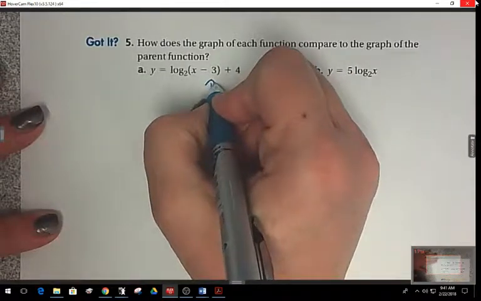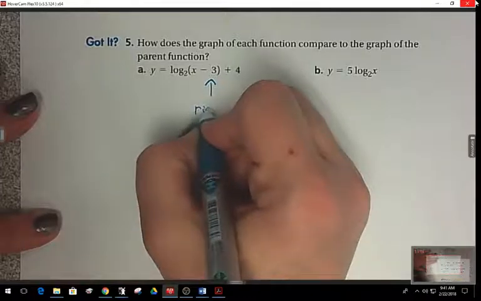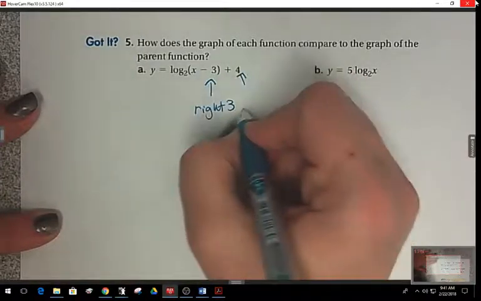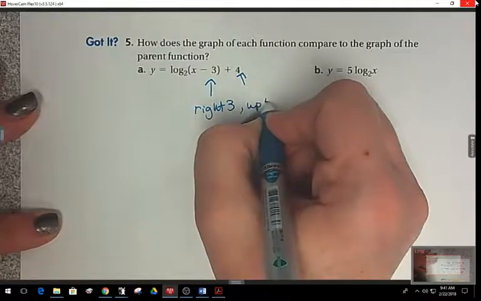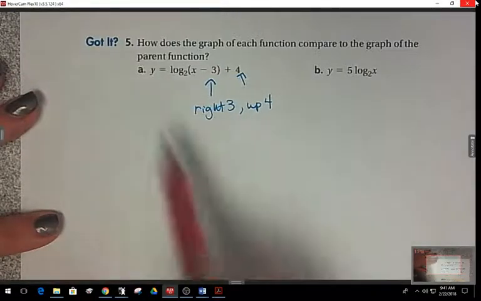Okay, so this 3 right here is going to make it go right 3, and the 4 makes it shift up 4. And that's all. If I know what the parent graph looks like, I move it right 3 and up 4, and that is this graph.